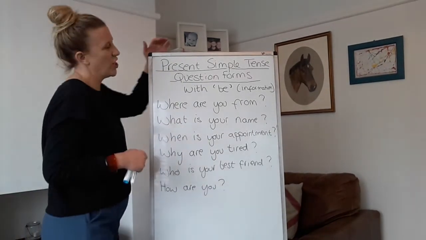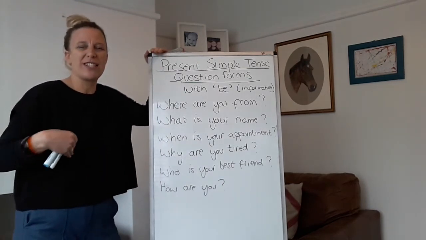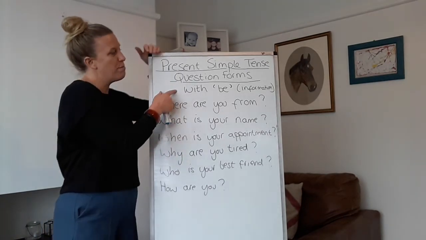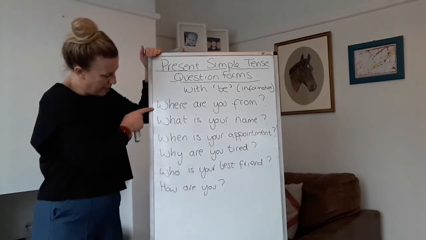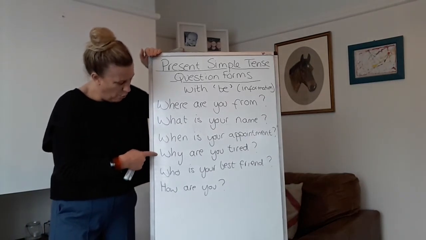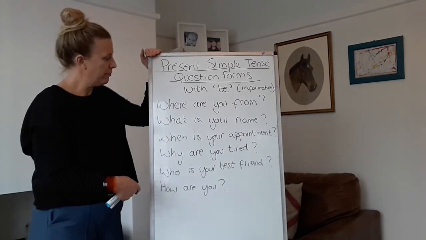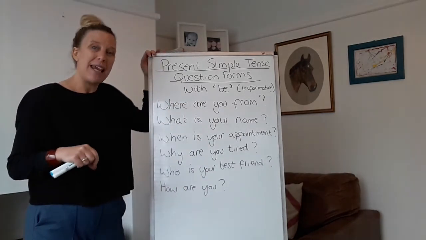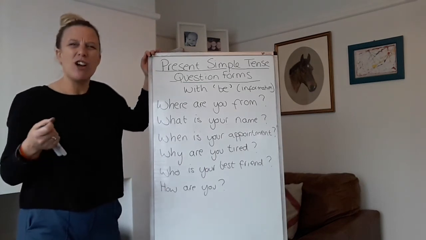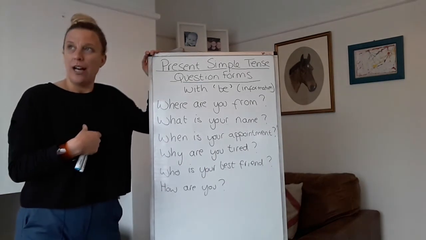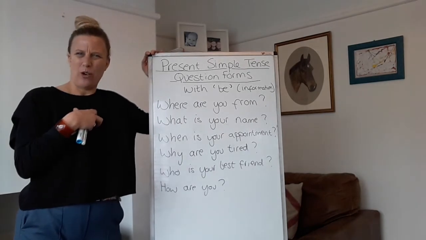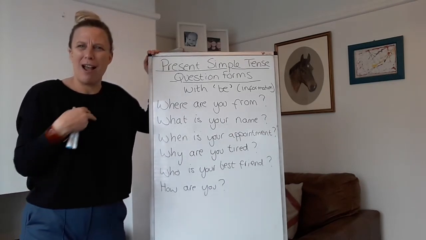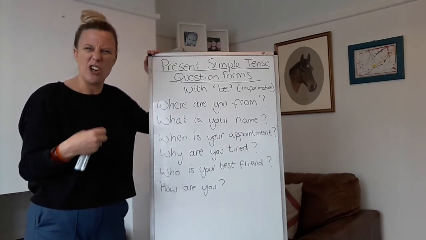Okay, so we're going to look just briefly now. We'll do some work over this throughout the time because it's quite complicated, but present simple tense question forms with be. So these are information questions. So again, we've got our where, what, when, why, who, how. Okay, but this time instead of do, we use our verb to be, are and is. Okay, we don't really use am because we would be asking ourselves a question. It's quite unusual. What am I? Maybe if we're being reflective, we might ask ourselves a question, but generally we don't use am.